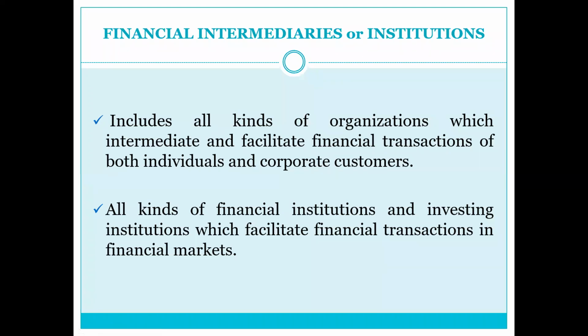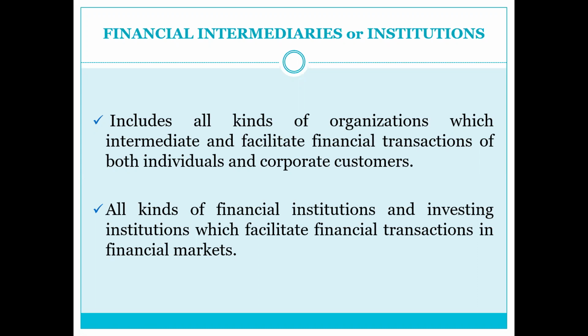In the previous classes, we were discussing the components of a financial system. The first component is the financial market. A financial market is a place where financial assets are created and exchanged. It is a place where buying and selling of securities takes place. We saw that the financial market is of different types.